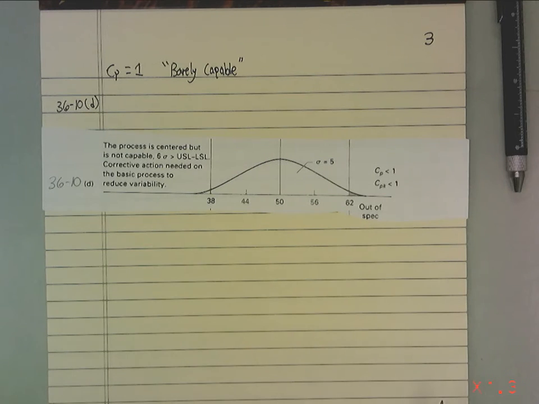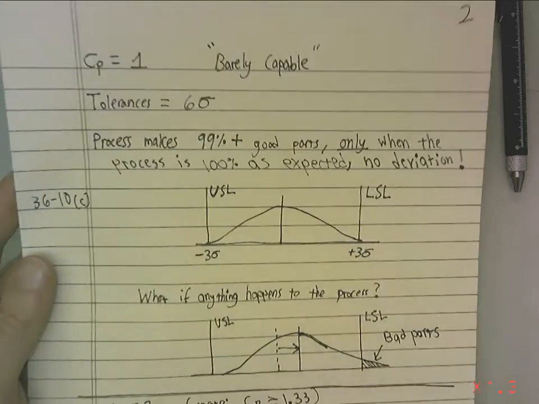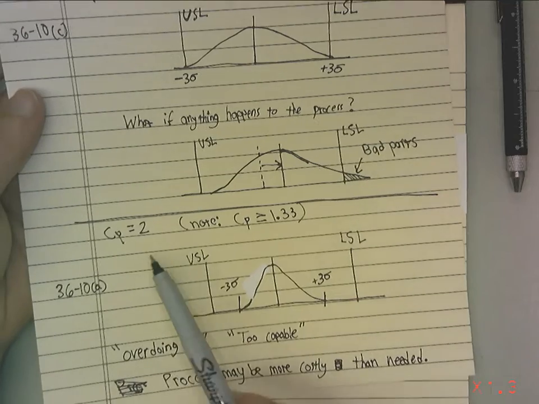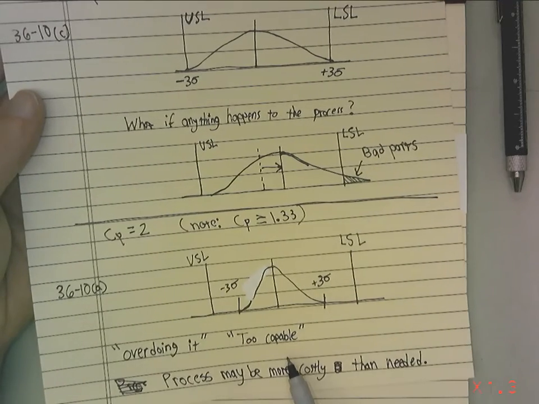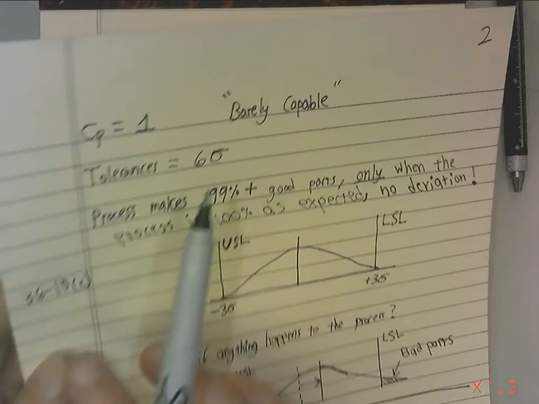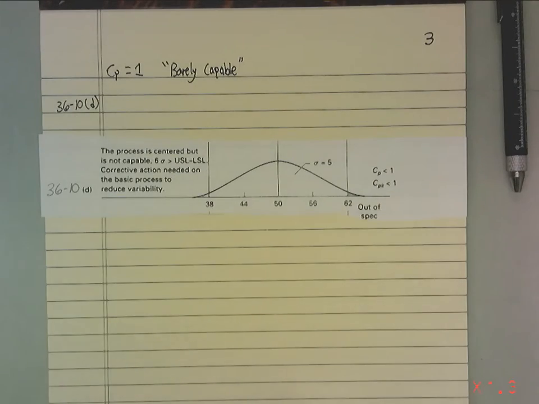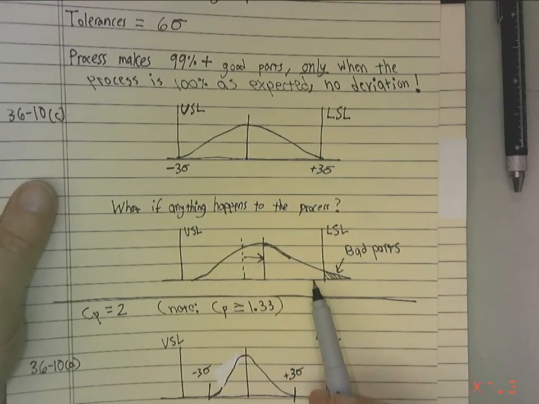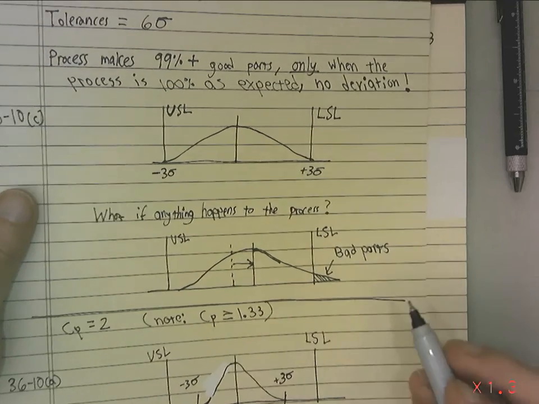Okay, so I want to continue process capability. So here we are in part two. I talked about CP equals 1, barely capable. We talked about CP equals 2, which is probably too capable. I want to add just a little bit more detail about CP equals 1, barely capable. When I drew this here, this was an accuracy problem.